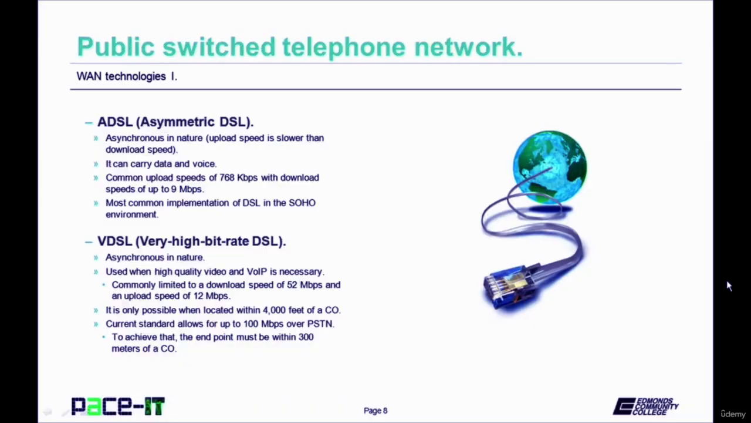The current standards do allow for up to 100 megabits per second speed over the PSTN using VDSL, but in order to achieve that, you must be within 300 meters of the central office.